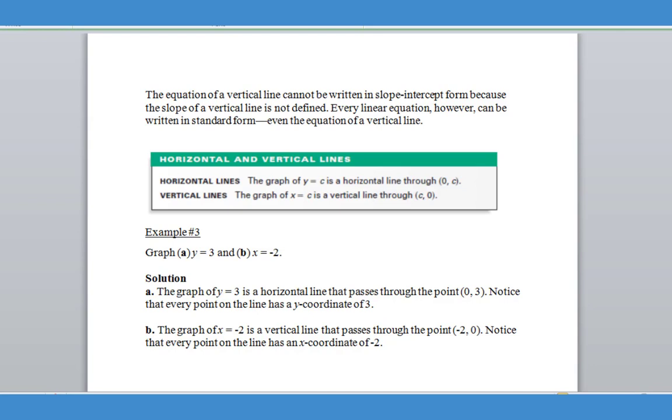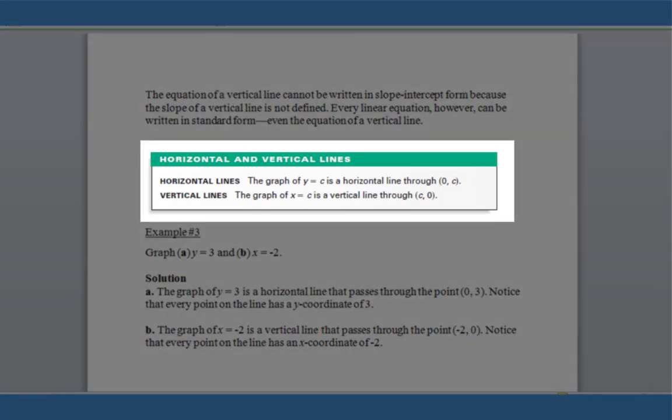Now, I would never say this in most of mathematics, but sometimes you might just have to memorize this. Now, I will explain it to you so that you can understand why it works, but sometimes just remembering what the horizontal line and the vertical line are is very useful. So let's just take a look here.